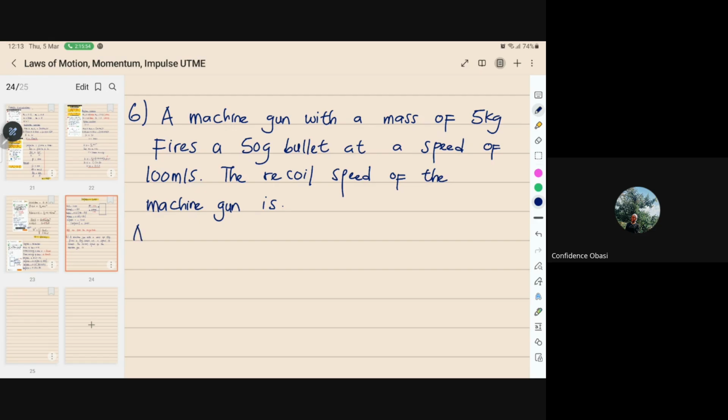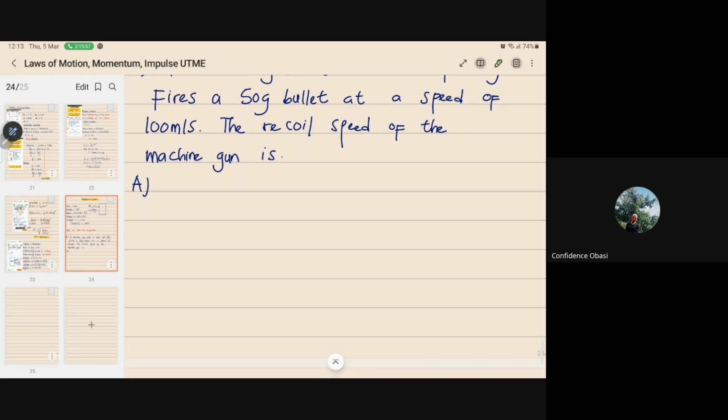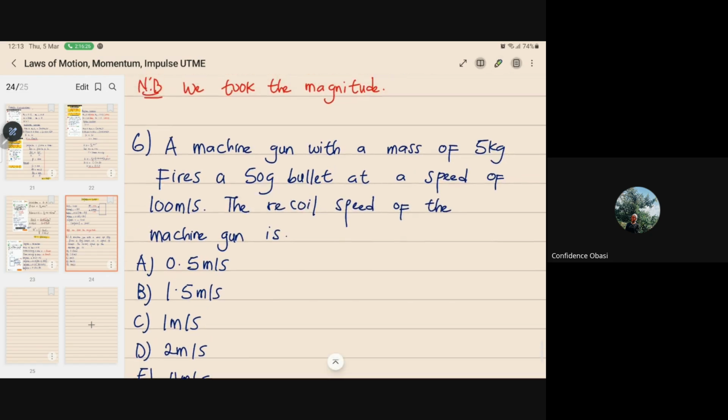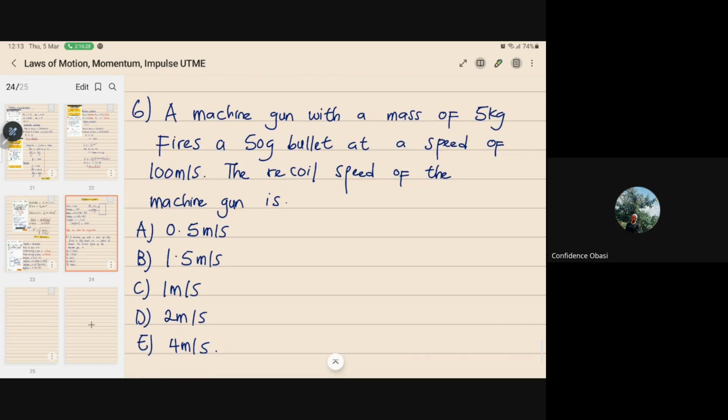they gave us options. Can someone solve this from the formula I gave you? A, 0.5 meters per second. B, let's see who gets it correctly, 1.5 meters per second. C, 1 meter per second. D, 2 meters per second. And E, 4 meters per second. All right, so who is getting their hands dirty on this?